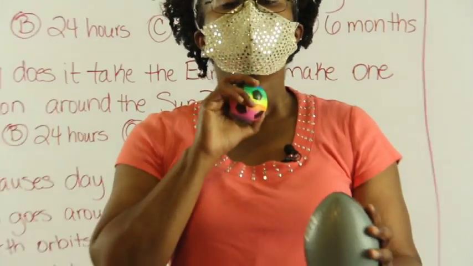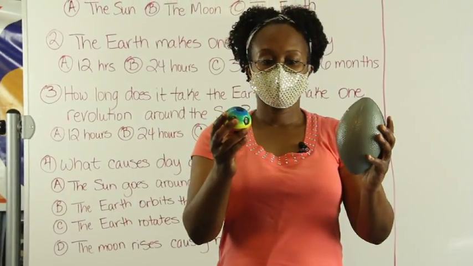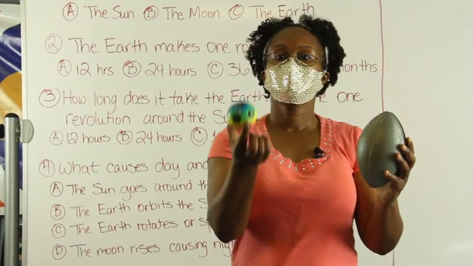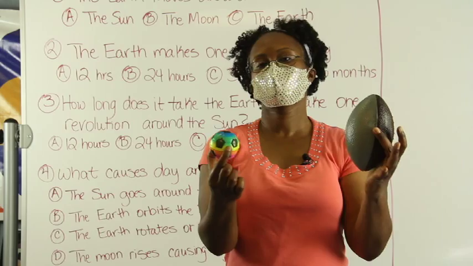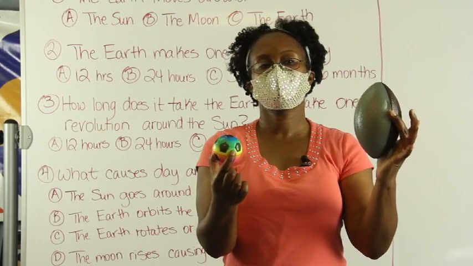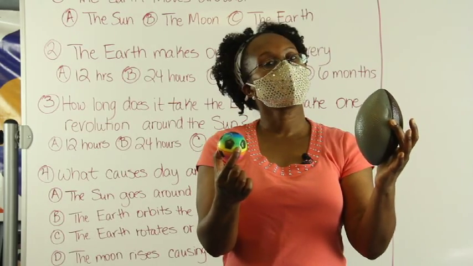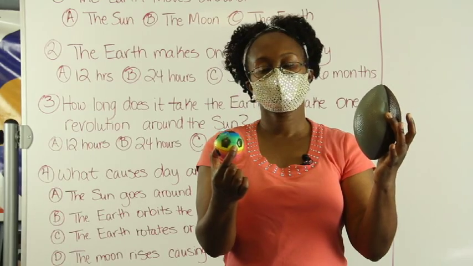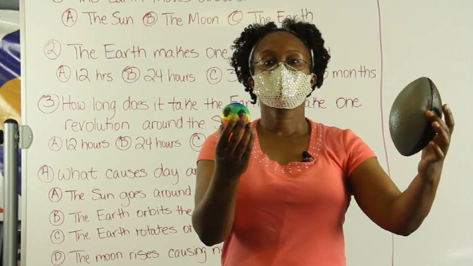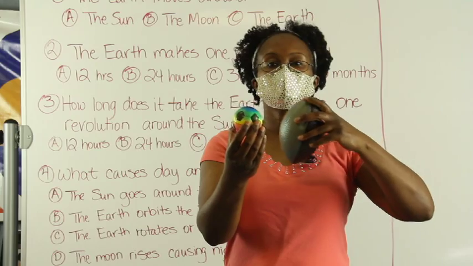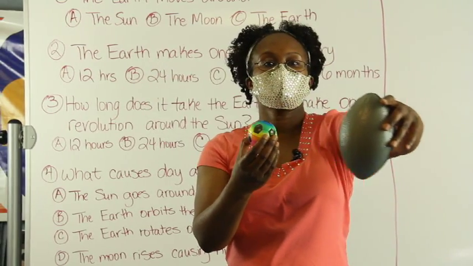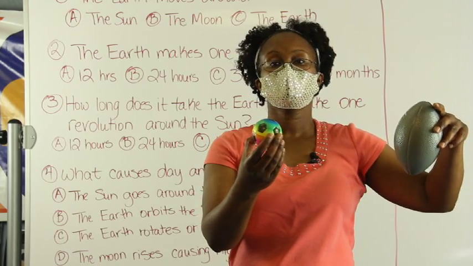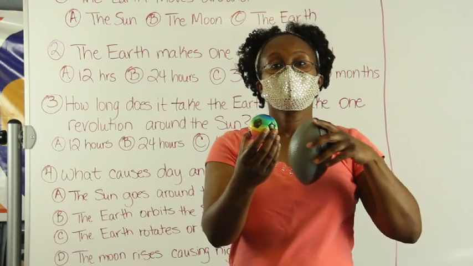So the Earth actually revolves around the sun. This is going to be our sun, and this is the Earth. Yes, I know the Earth is round and this is not, but you'll see why I picked this ball in just a minute. So the Earth rotates around the sun in an orbit like this. It's the third planet from the sun.